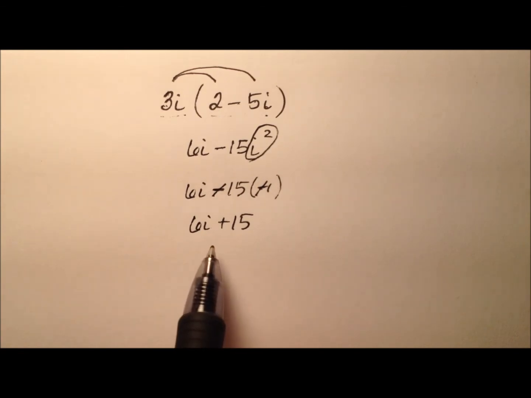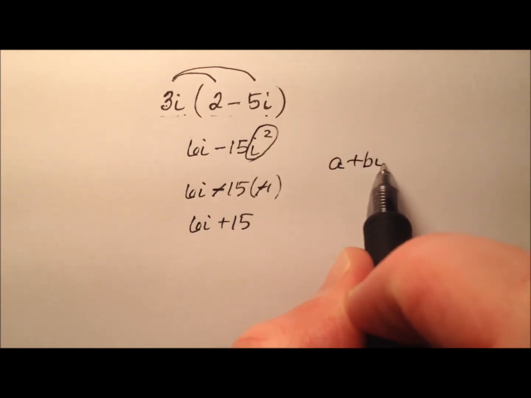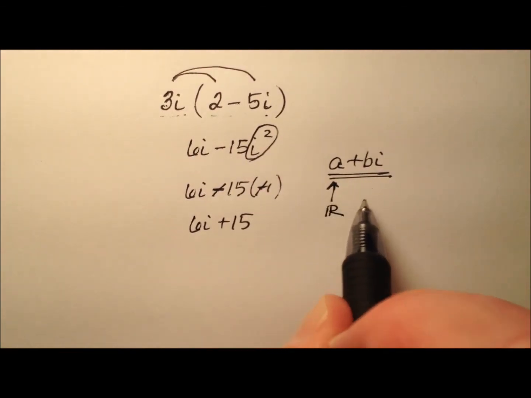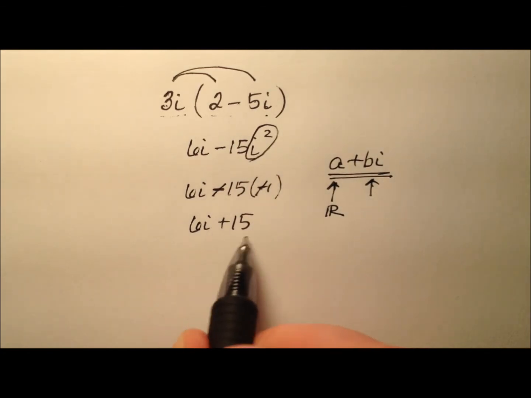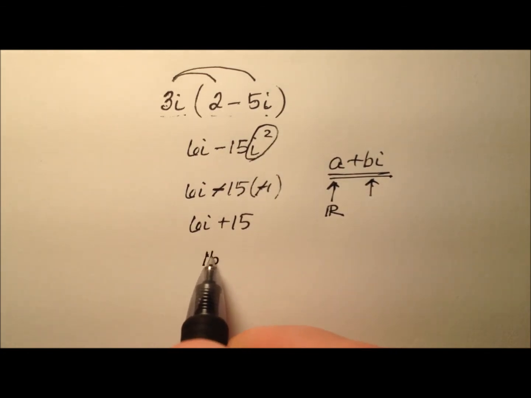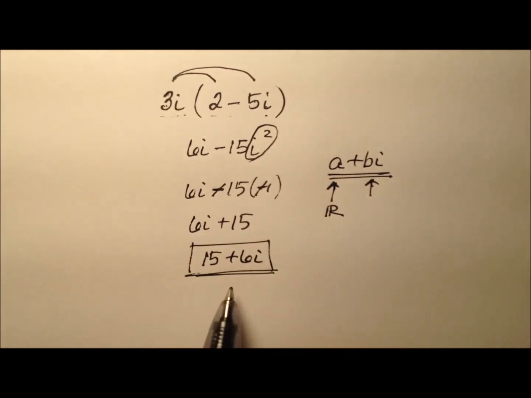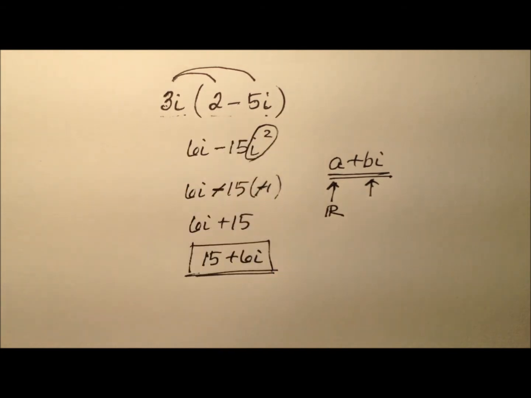But I can't leave my answer in this form. I need to have it written in a plus bi form, where the real part comes first and the imaginary part comes second. So I'm going to flip the order of these, and I'm going to say 15 plus 6i, and that will be the product when I multiply 3i by 2 minus 5i.